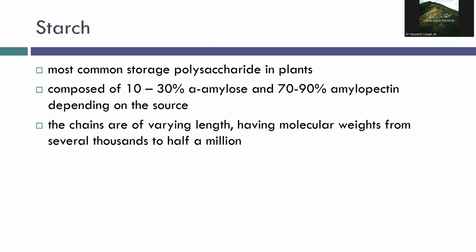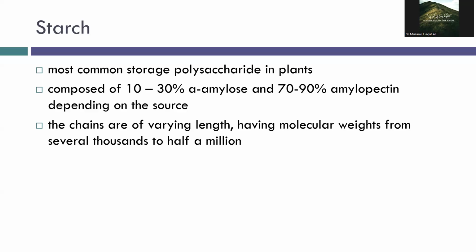Let's talk about the starch, the major plant storage form of polysaccharides. Starch is the most abundant storage polysaccharide in the plants. It is a mixture of two forms. The very first one is the amylose, and the second one is the amylopectin. Amylose, 10 to 30% is the contribution in the starch by the amylose.